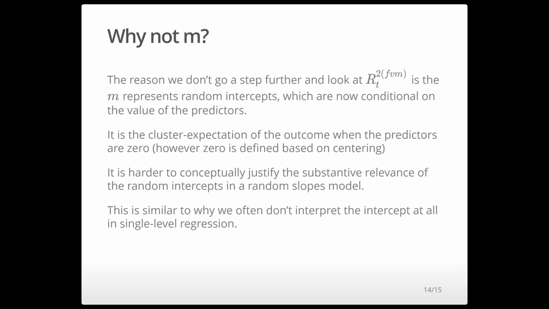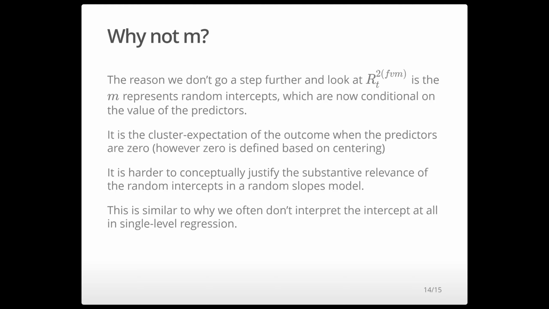Why don't we include M? And the reason is that M represents random intercepts. And in a random slopes model, or in any model that has level 1 predictors, the random intercepts aren't simple means anymore, but they're conditional means, conditional on how we centered our data. They're what our outcome variable is when all of our predictors are 0 based on whatever centering procedure we used.